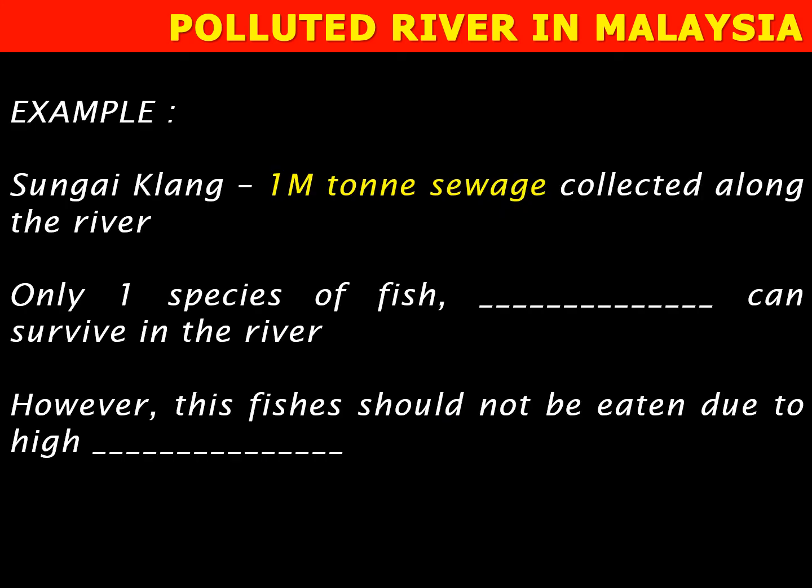Let's look at one example. In Sungai Klang, 1 million tons of sewage is collected along the river. In this polluted river, only one species of fish can survive. However, these fish should not be eaten due to high. Do you know the answers?